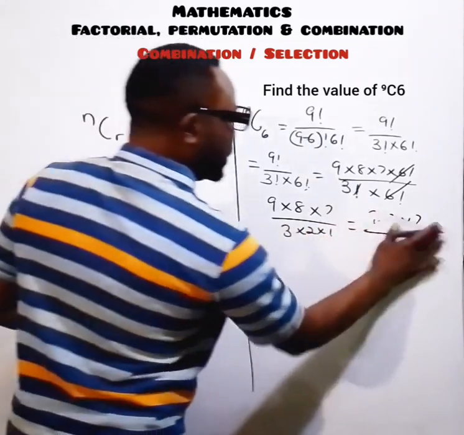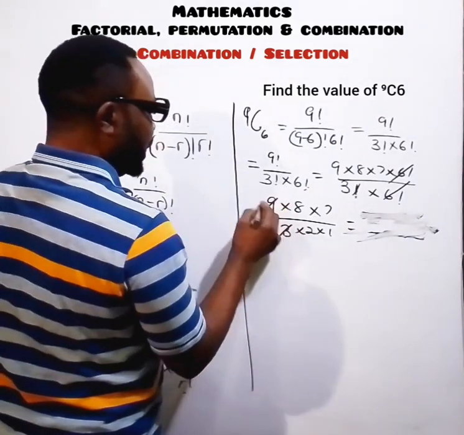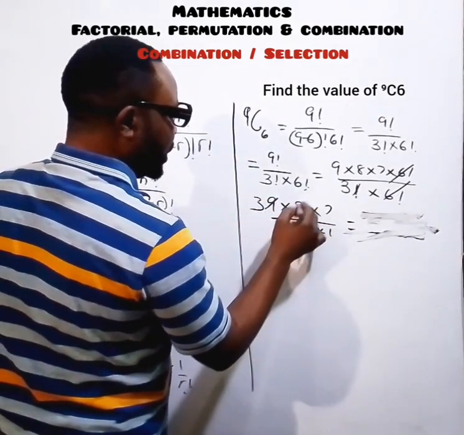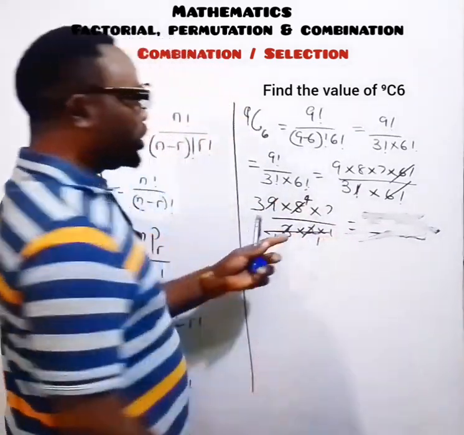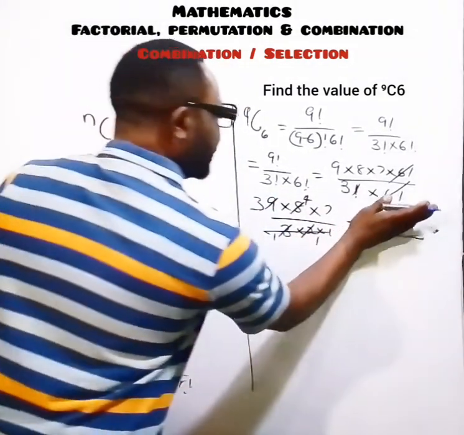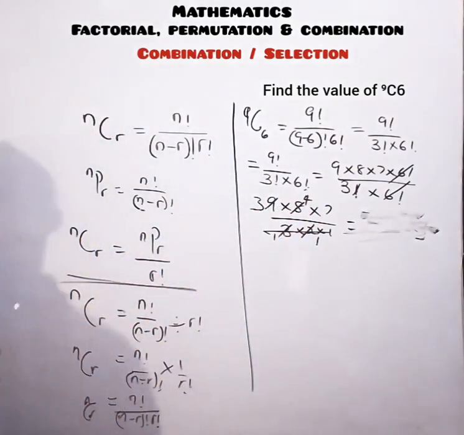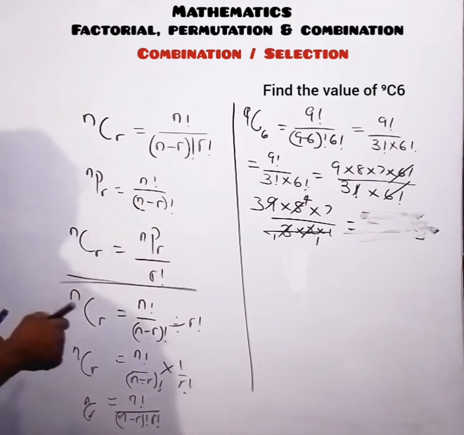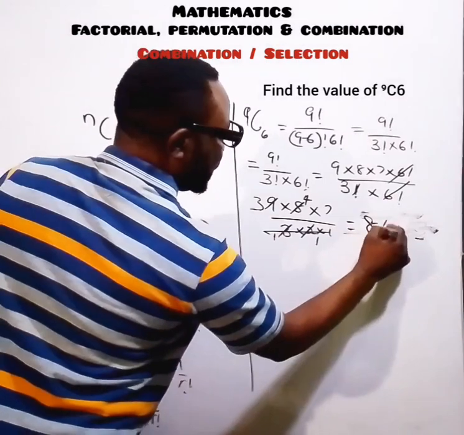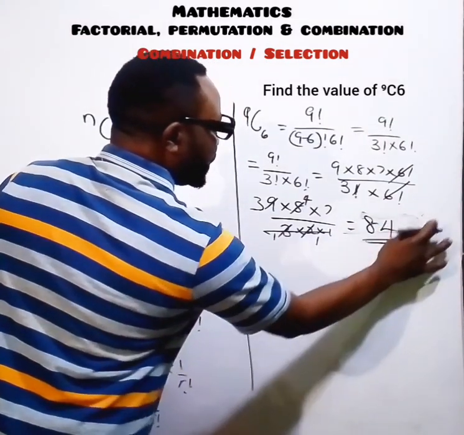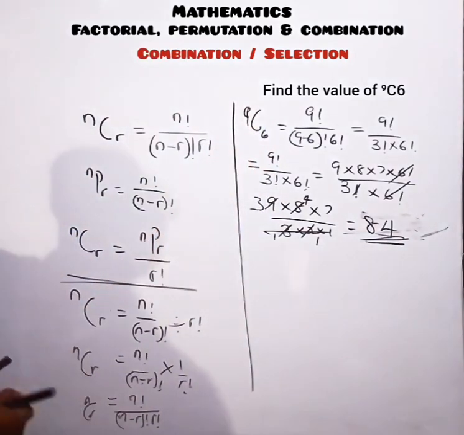When you cancel, don't let me put this one yet. If I cancel, 3 here 1, 3 here 3, 2 here 1, 2 here 4, I'm going to have 3 times 4. We have all the value of the denominator become 1 now. Now, 3 multiplied by 4 is 12, and 12 times 7 will give us 84. That is 84. That is the answer to the question, which is 9 combination 6.